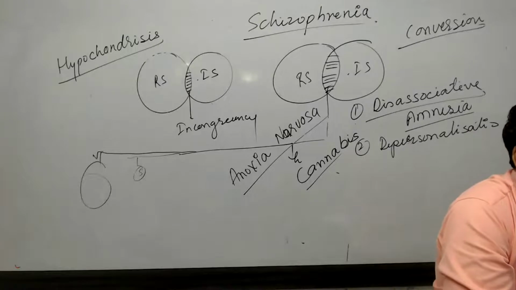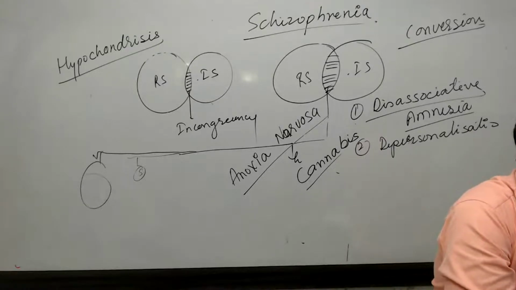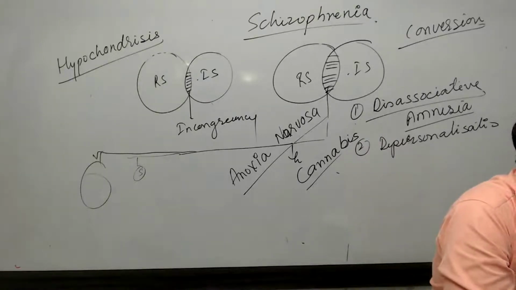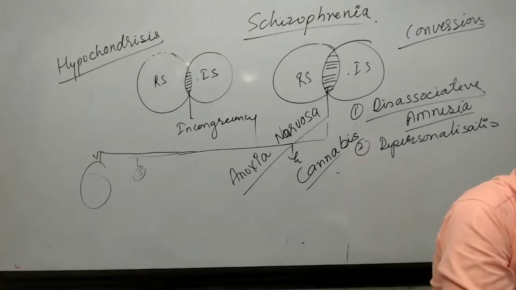Next is sexual disorder. It also has several types, like fetishism. A lot of types of sexual disorders are there. Male have separate, female have separate. Like biolism, fetishism.